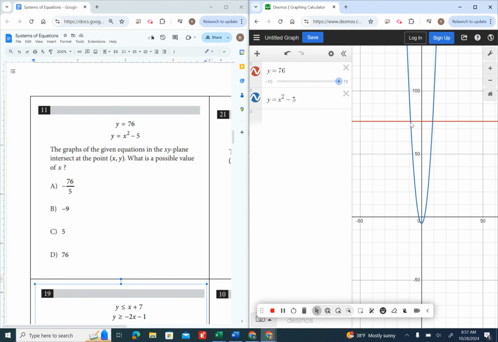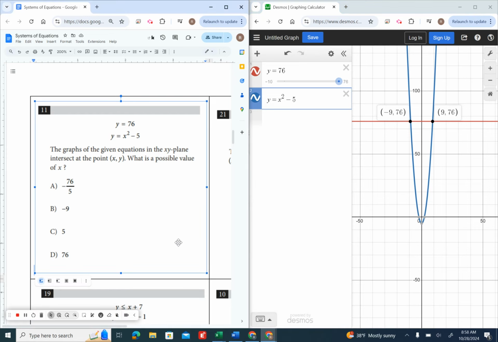And when I click close to the point of intersection, it will give me the point. So I have one at negative 9, 76 and one at 9, 76. So I simply am just looking for the x value, so negative 9 or 9, and I see b is negative 9, so there is my answer, right? That may be faster for you to solve it algebraically. It may be faster for you to graph it on the Desmos calculator, whatever is easiest for you.